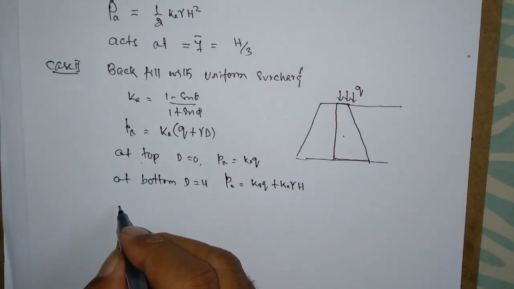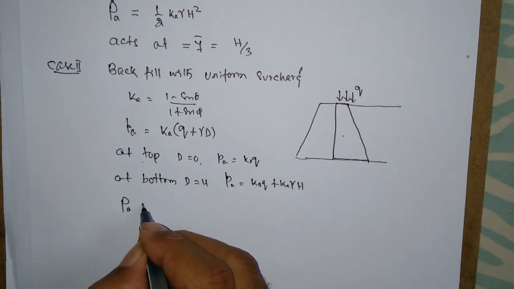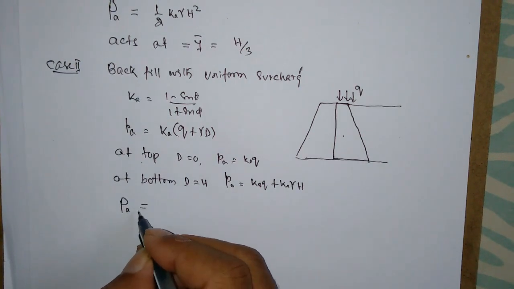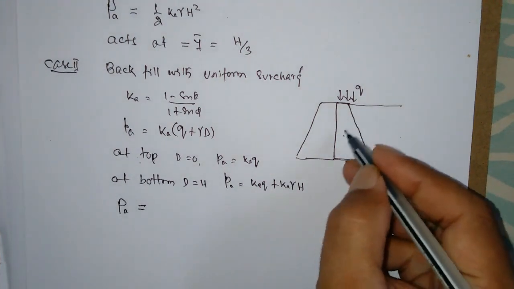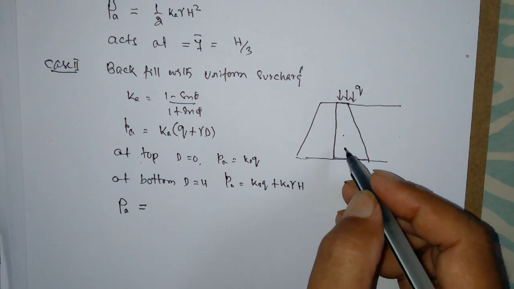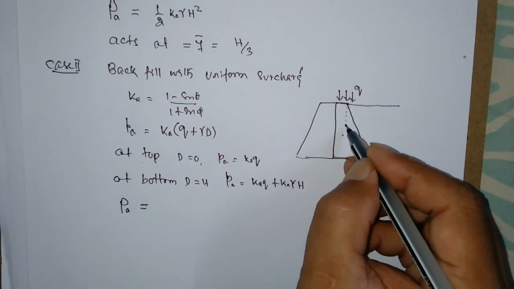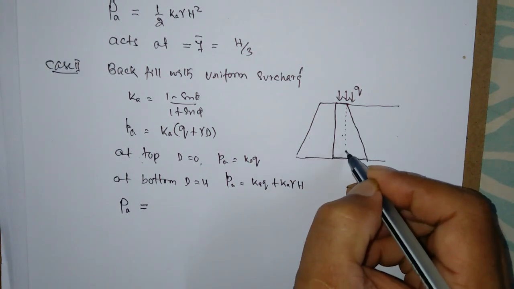To find the active thrust Pa, we have to find the area of the diagram. To find the area of the diagram, generally what to do, to make it convenient, is to split it into two simple geometrical plane figures.